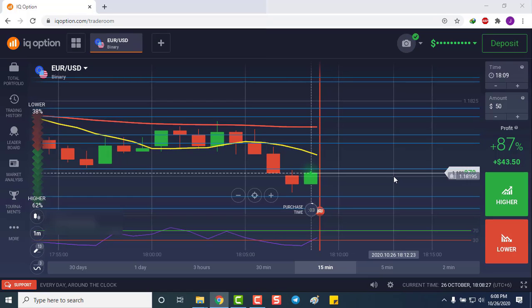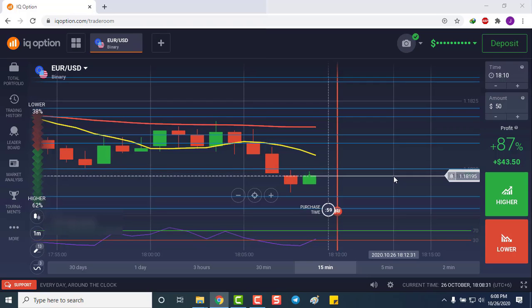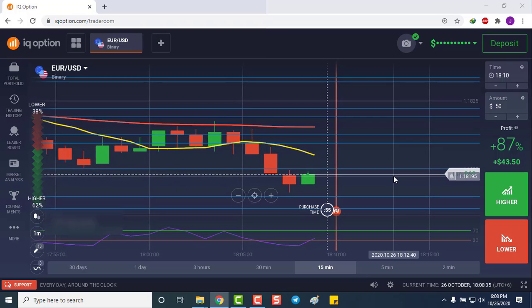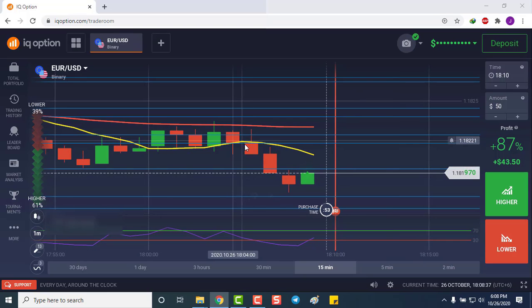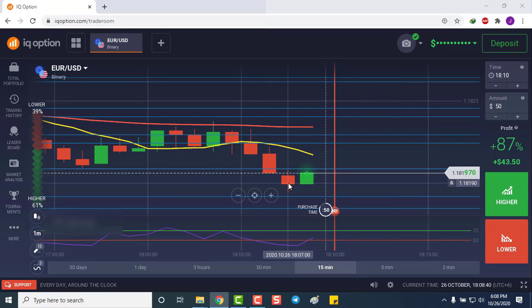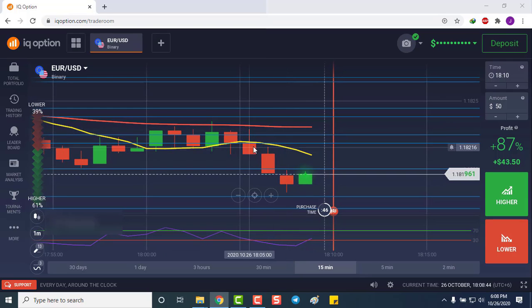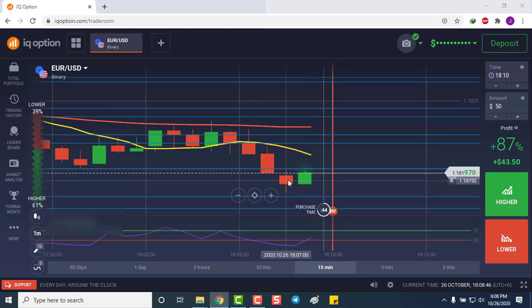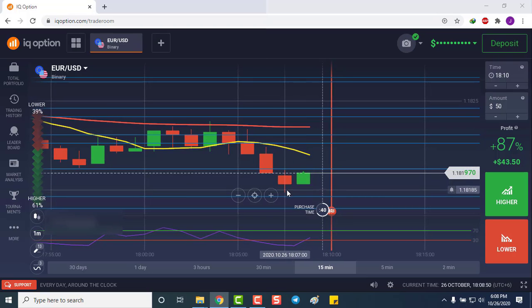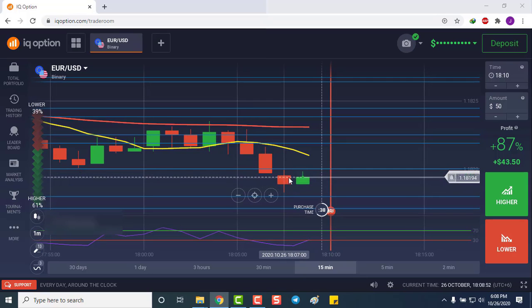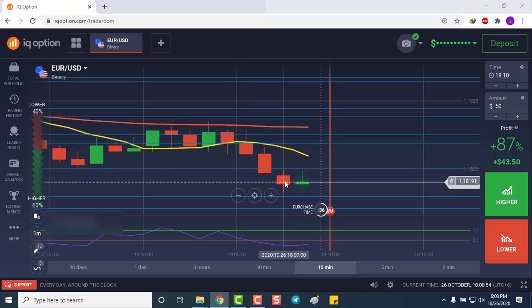Let's wait for a couple more seconds. Okay guys, if you closely look at the previous three candles, you can see sellers' rejection from each of the candles. If you closely look at this candle, it gets some rejection from buyers, but the sellers also dominate the candle.